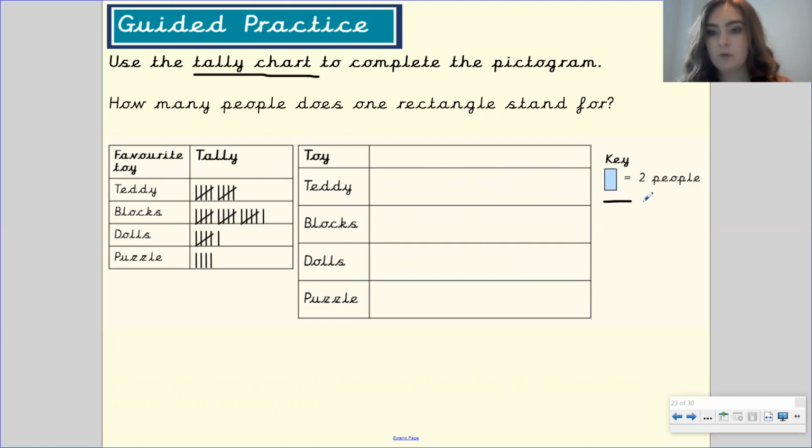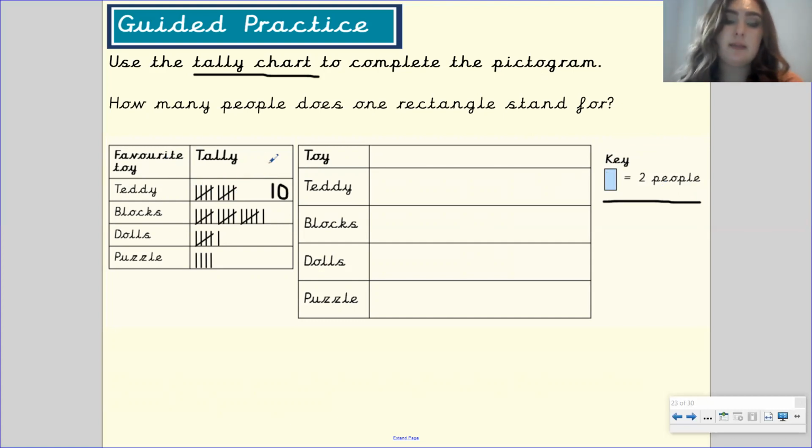Well done. For every one rectangle, it means 2 people. And that's really important. We need to keep that in mind. So let's have a look at Teddy. Teddy is a favorite toy. How many people chose Teddy? Well done. 10 people chose a teddy.